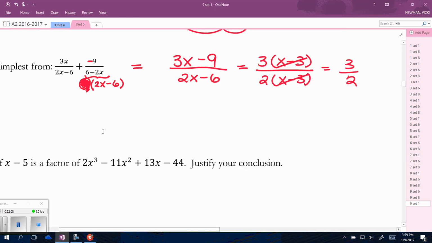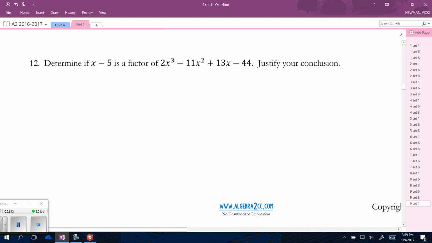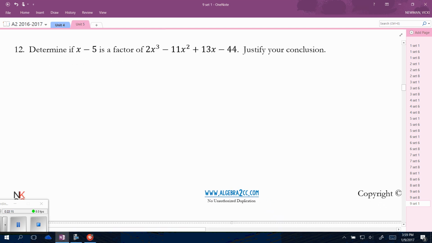Yeah, you should. Okay. Number 12 says determine if x minus 5 is a factor of 2x cubed minus 11x squared plus 13x minus 44. Justify your conclusion. There are 2 ways to do this. You can go ahead and do out the entire long division. That would be fine. And then you would just say no or yes. Yes, it would be a factor if it did not have a remainder. No, it would not be a factor if there was a remainder.